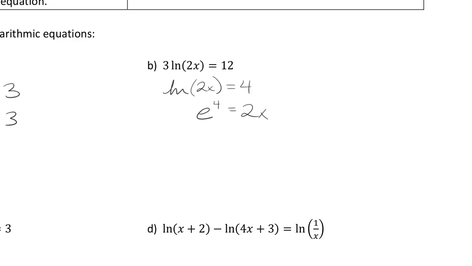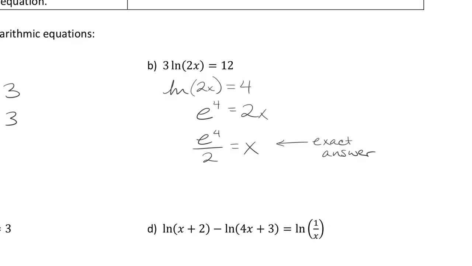Okay, remember, we're trying to get the x by itself. What do I have to do to get the x by itself? Divide by 2. So if I divide both sides by 2, I have e to the 4th power divided by 2 equal to x. We're back to having an exact answer and something that we can round and get a decimal approximation.